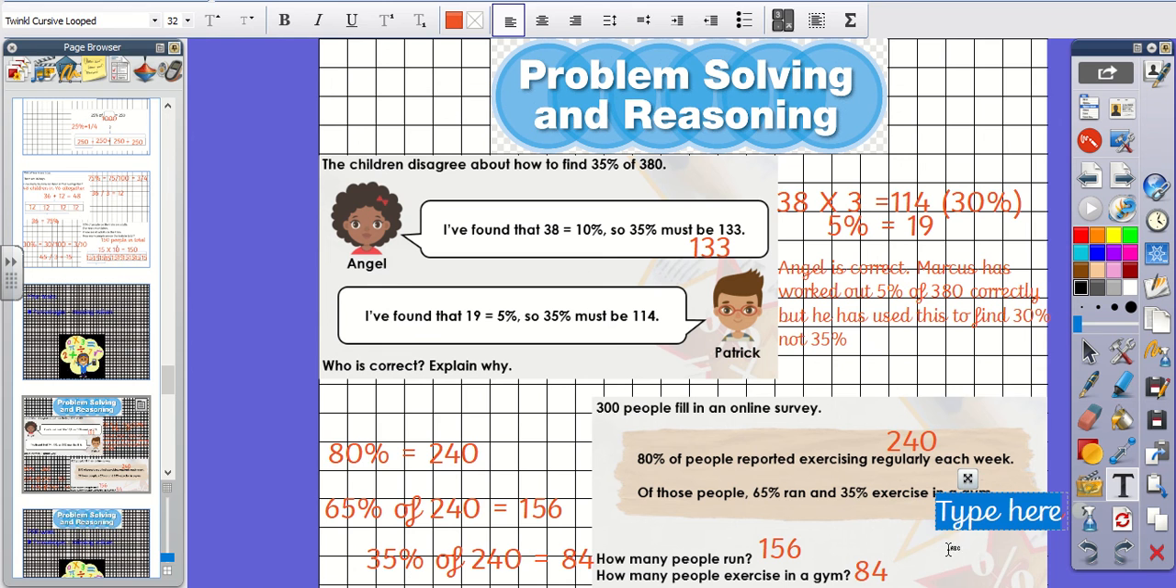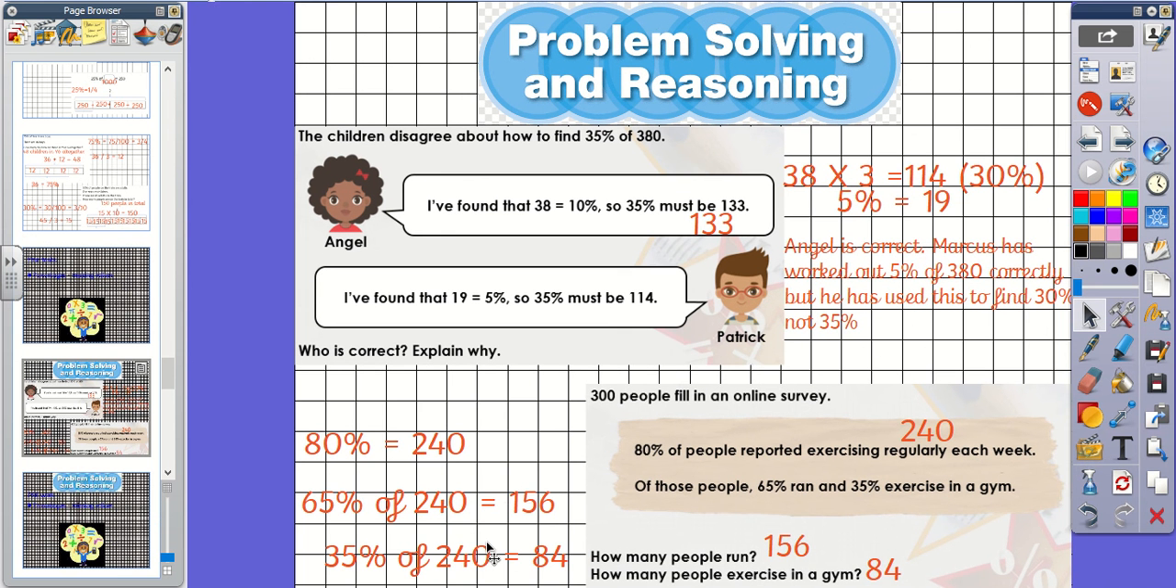So remember, to work those out, what I did for 65% is I found out what 10% was, multiplied that by 6, and then found what half of 10% was, which would give me the 5%, and added that on to my 60%. Similar to my 35%, I found out what 10% of 240 was, multiplied by 3 to give me 30%, went back to my 10%, divided that by 2, and then added that on to my 30%.